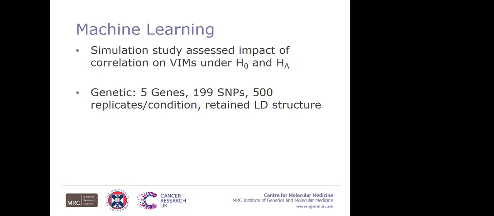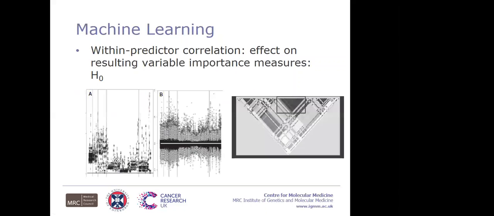So part of the simulation study was a genetic study where I simulated 5 genes based on, if I remember correctly, HapMap phase 1 SNPs that I had phased, and then simulated a model onto the haplotypes from the genes, 199 SNPs in total, 500 replicates per condition. And of course, because I'm using the haplotypes, I retain the original LD structure. So these plots are a little messy, and I apologize for that.